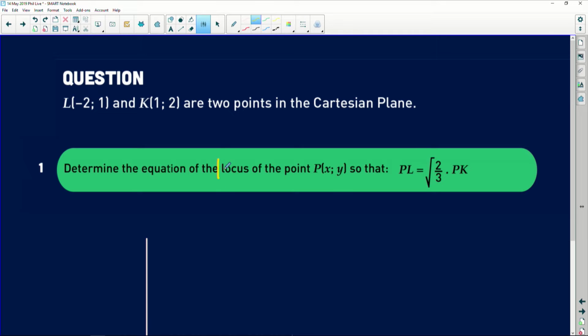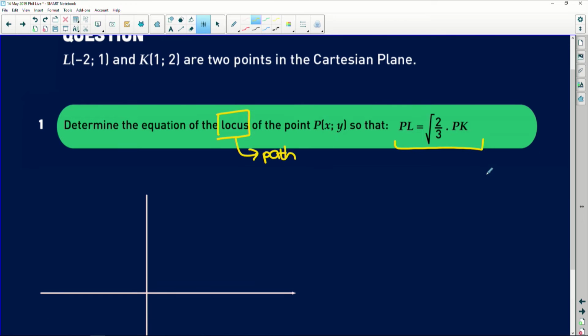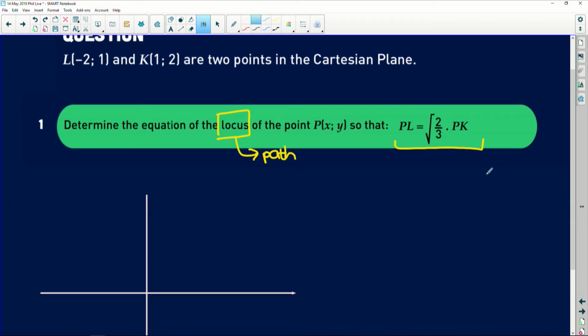Okay, first of all, what you need to understand is that the locus basically just means the pathway that the point P will travel. Secondly, remember what I said earlier, if you have sides in ratio to each other, try and get them alone. This time I don't really want to get them alone because I'm going to try and manipulate the equation as is, but I don't like that square root there. So I'm going to get the square root out. So I'm just going to square everything and say that PL squared is equal to 2/3 PK squared.